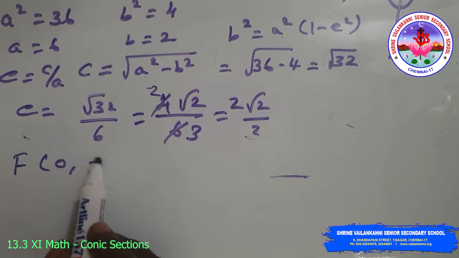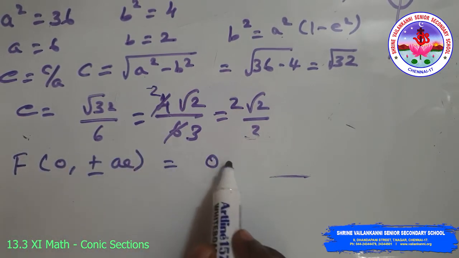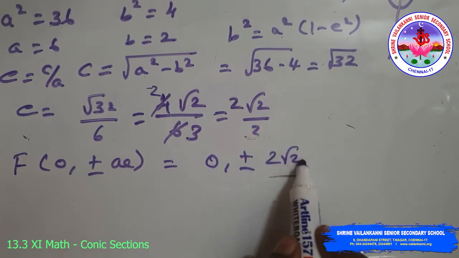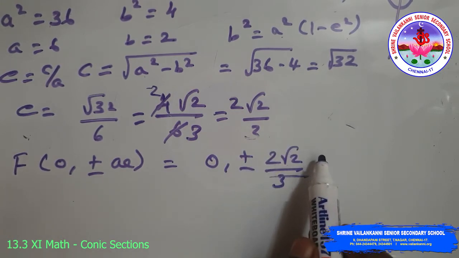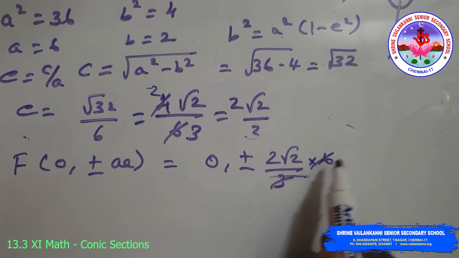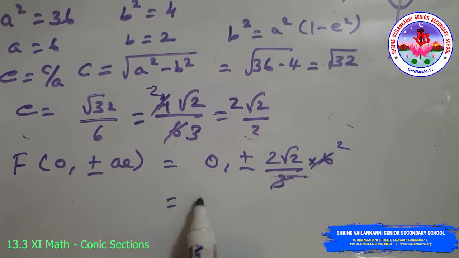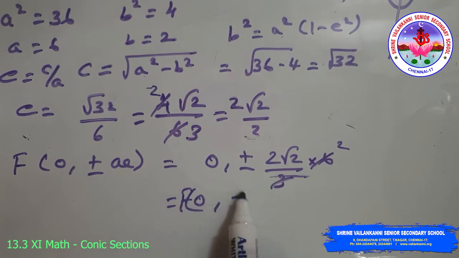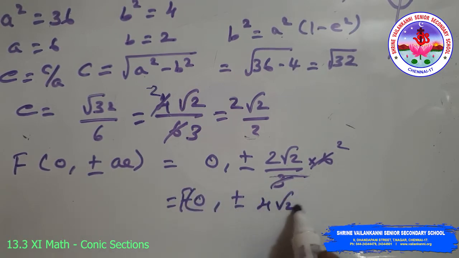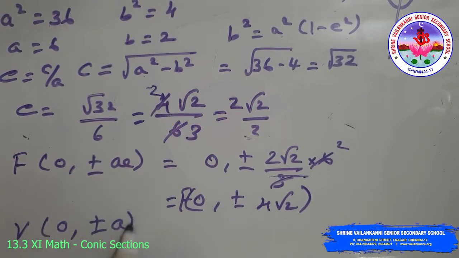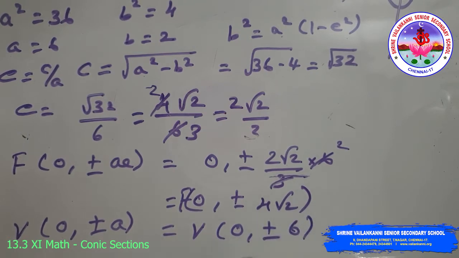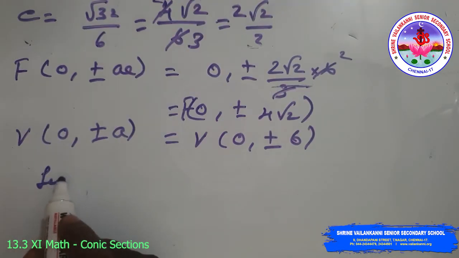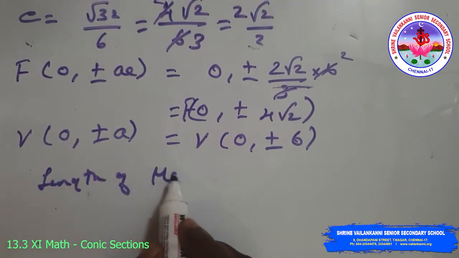Foci is 0 comma plus or minus ae, that is 0 comma plus or minus 2 root 2 by 3, and a is 6. So we have 0 comma plus or minus 4 root 2. So foci is 0 comma plus or minus 4 root 2, and vertices are 0 comma plus or minus a. So vertices 0 comma plus or minus a is 6. So 0 comma plus or minus 6. Length of major axis 2a.